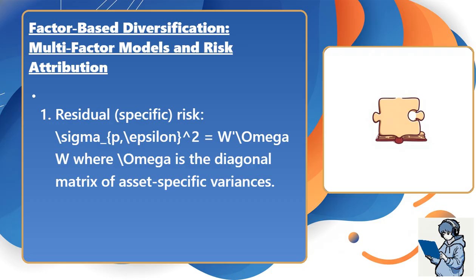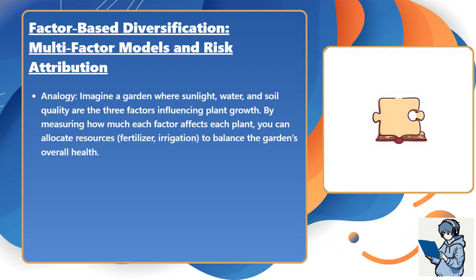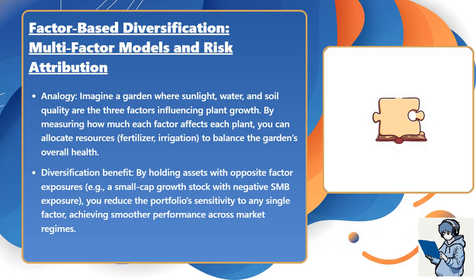of asset-specific variances. Analogy: imagine a garden where sunlight, water, and soil quality are the 3 factors influencing plant growth. By measuring how much each factor affects each plant, you can allocate resources, fertilizer, irrigation, to balance the garden's overall health. Diversification benefit by holding assets with opposite factor exposures. For example, a small cap growth stock with negative SMB exposure. You reduce the portfolio sensitivity to any single factor, achieving smoother performance across market regimes.